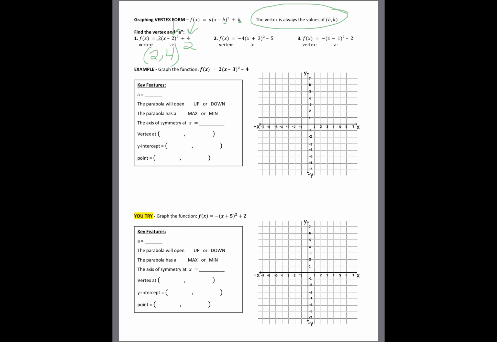Number 2, my vertex is going to be at -3, -5. A in this case would be a -4. And for 3, the vertex is at +1, -2. A is -1 in that case. So if there's nothing in front of that parenthesis, just remember that A would be a +1. Okay, so let's look at the example they want us to do.